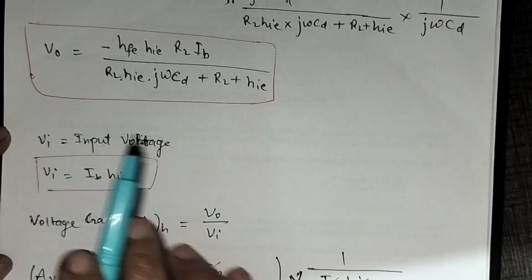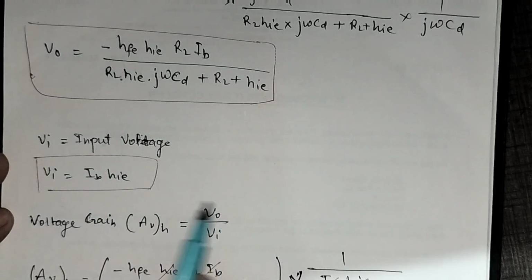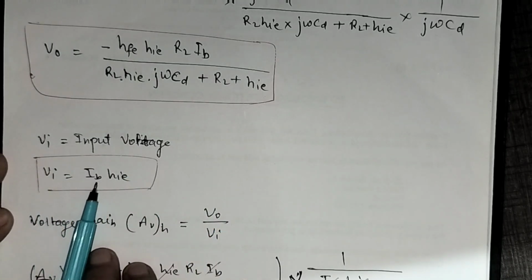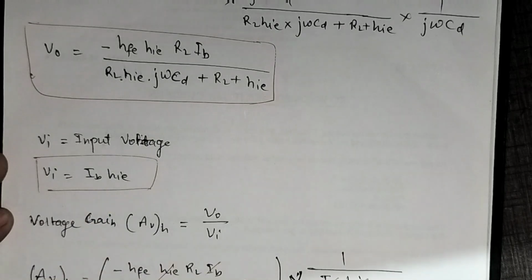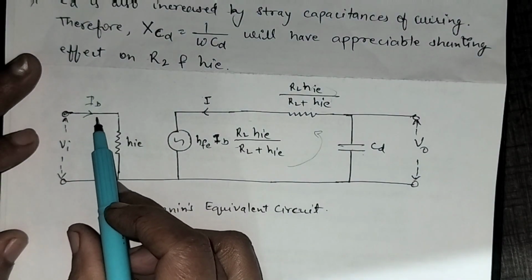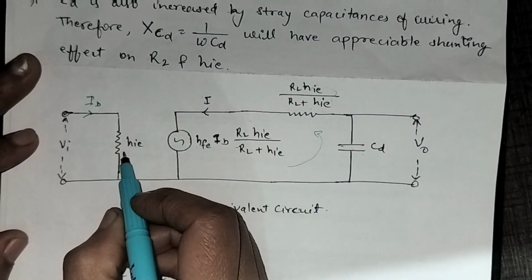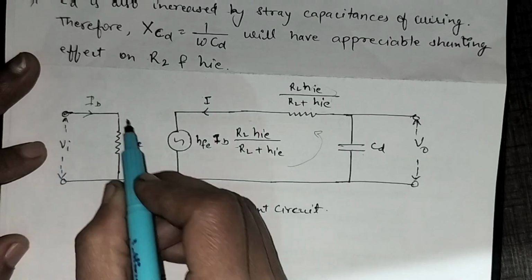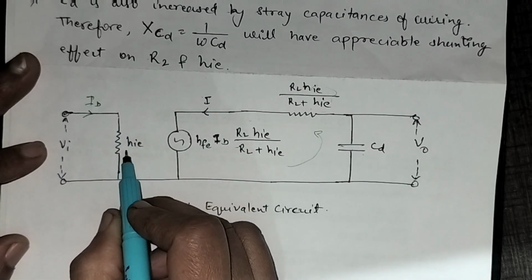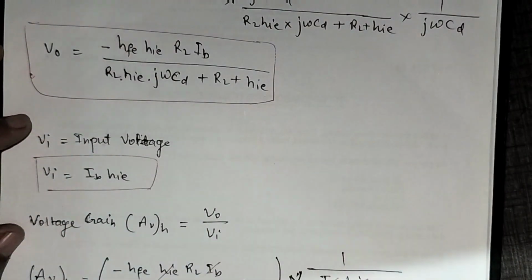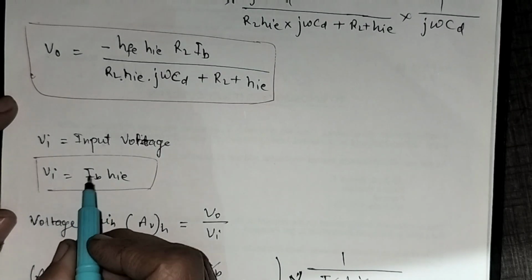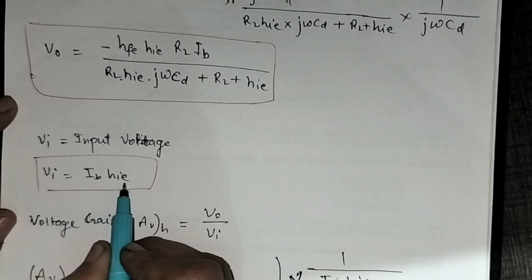So this is the value of the output of the amplifier. Now we'll find the value of the input voltage. The value of the input voltage will be IB into HIE, as the input current is flowing through this resistor, so the input voltage will be this current multiplied by this input impedance. So the input voltage will be IB into HIE.